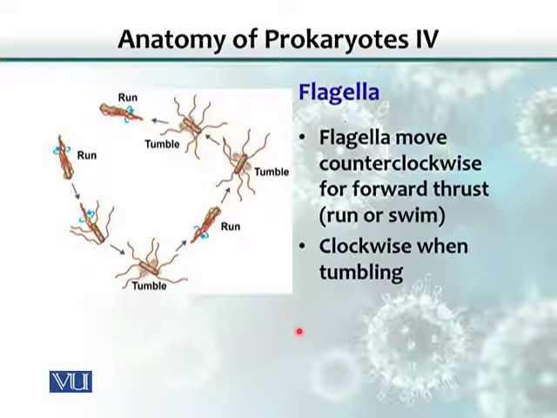Now, flagella, as I mentioned, move counterclockwise for forward thrust. If it has to go forward, the flagellum would rotate counterclockwise. And there are two kinds of movements. When it rotates anti-clockwise, it runs. And when it stops, it rotates clockwise. So there are two movements. Run is an anti-clockwise movement, and the stop, or what we call tumble, is a clockwise movement.